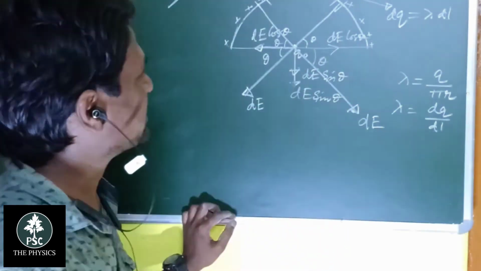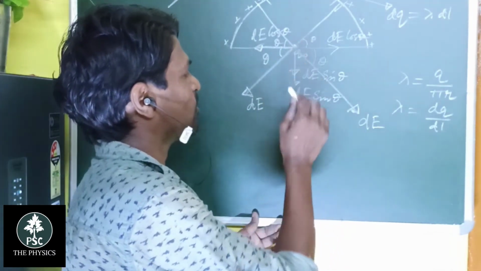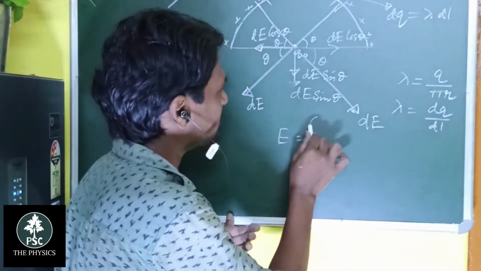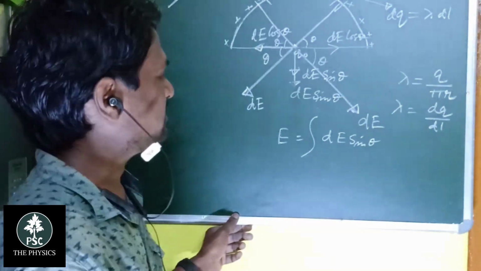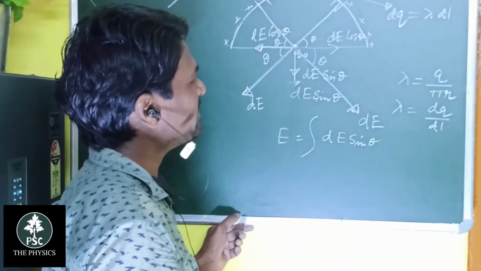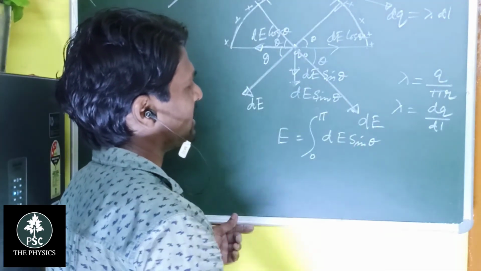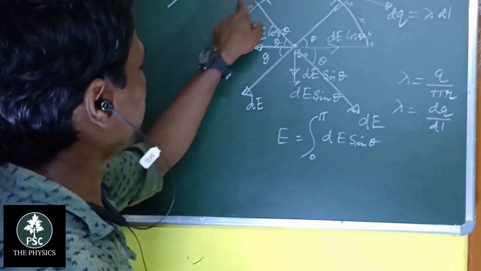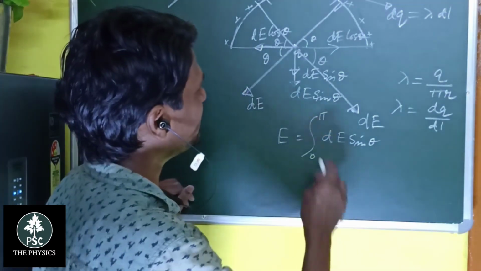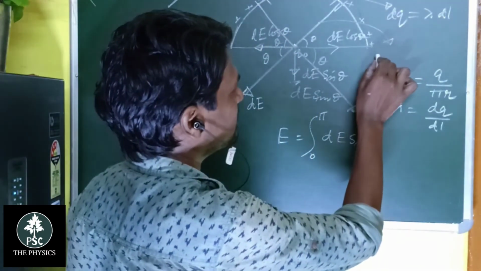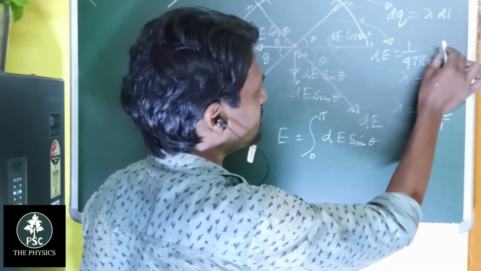So all the dE sin theta components add up to give a resultant force on the test charge placed at that point. So the total electric field E is the integration of dE sin theta. What is the limit of integration? This is 0 and this is 180, so you can take 0 to pi as the integration limit. But what is the value of dE here? dE equals 1 by 4 pi epsilon naught into dq.